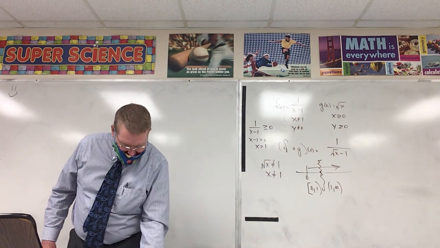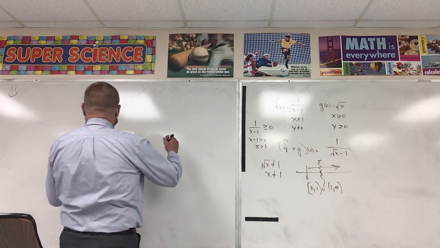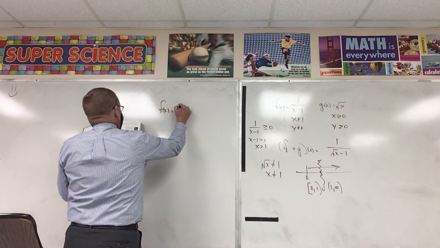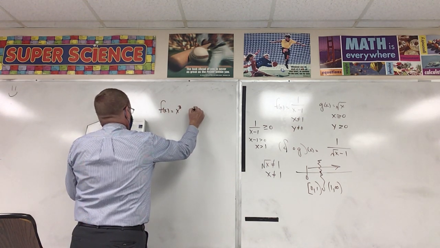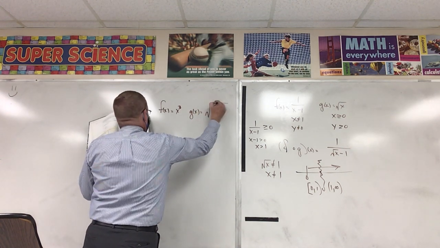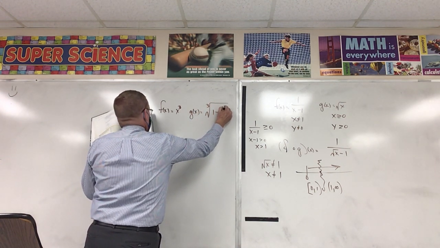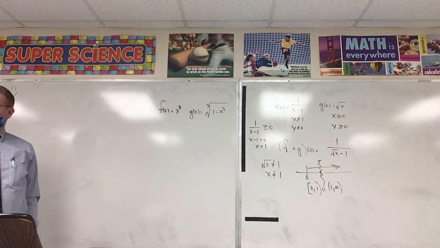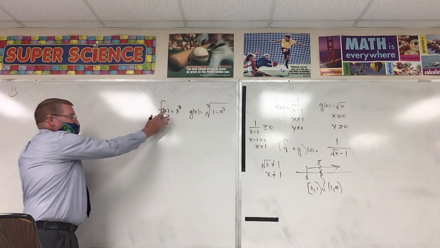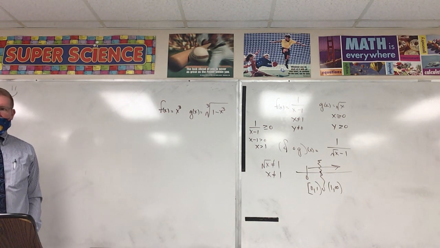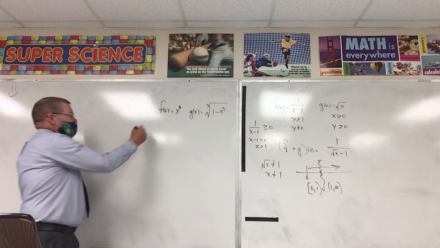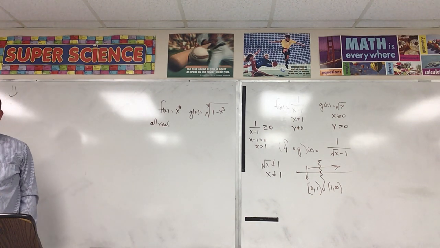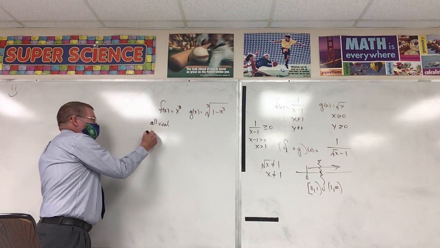Let's look at another example. f of x equals x cubed, g of x equals cube root of 1 minus x. All right, domain. X cubed, cubic function. What's my domain? All reals, yes. What's my range? All real. All real, very good.